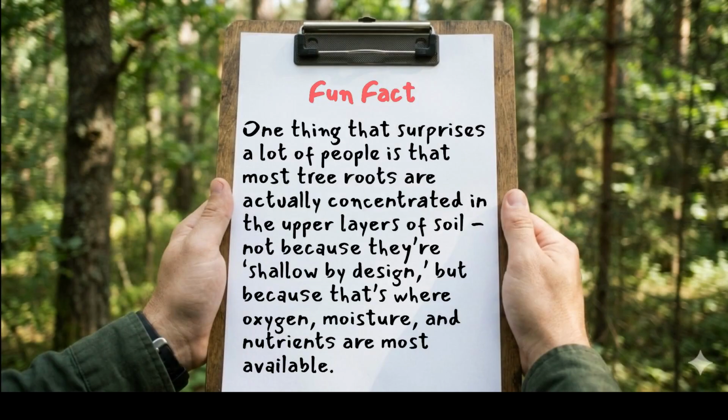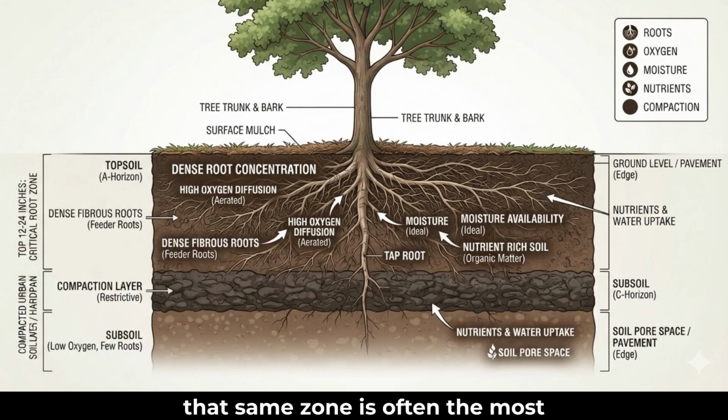Fun fact: one thing that surprises a lot of people is that most tree roots are actually concentrated in the upper layers of soil, not because they're shallow by design, but because that's where oxygen, moisture, and nutrients are most available. In urban environments, that same zone is often the most compacted and restricted, which is why soil conditions matter so much for long-term tree performance.